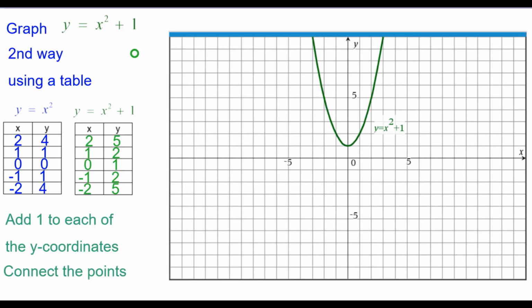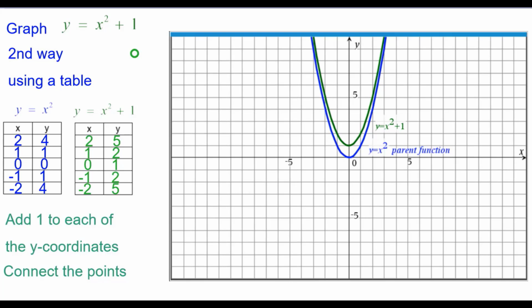So we're going to connect the points into a nice parabola. And again, we can compare that to the parent function.